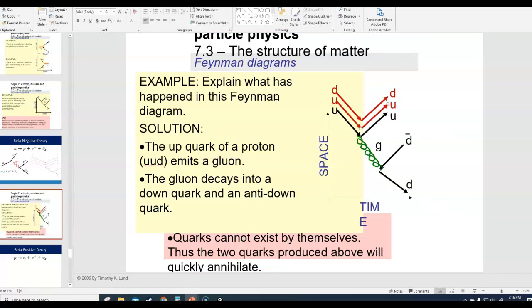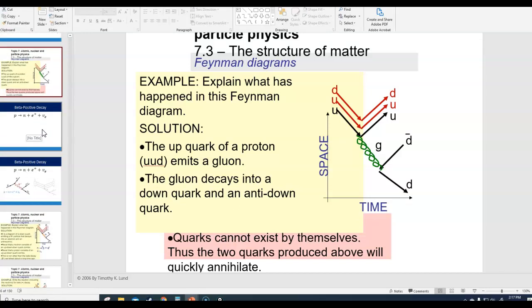Okay, in this next example, we're asked to explain what's happening in this Feynman diagram based off of just looking at it. Notice that we don't have any changes in the type of quark, but this is the symbol for a gluon, which is the exchange particle for the strong interaction. So we have an up quark emitting a gluon, and then the gluon is going to decay into a down quark and an anti-down quark. Which again is not going to be very stable, because the down and anti-down are quickly going to annihilate each other. But that's still how you would answer the question.